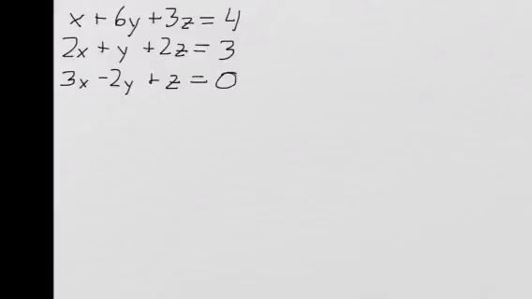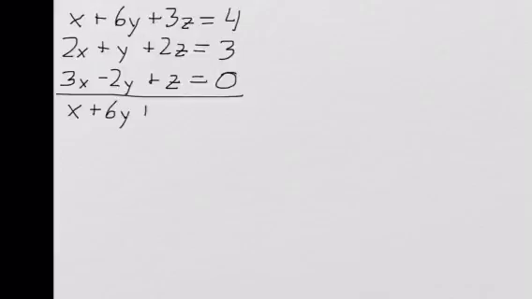So the elimination method is just like how it sounds. We're wanting to eliminate variables here. So what we're going to do is take the first equation, leave it as is, but we're going to add multiples of it to the other two equations to get rid of x. So what I'll do in the next step is I will leave that x plus 6y plus 3z.